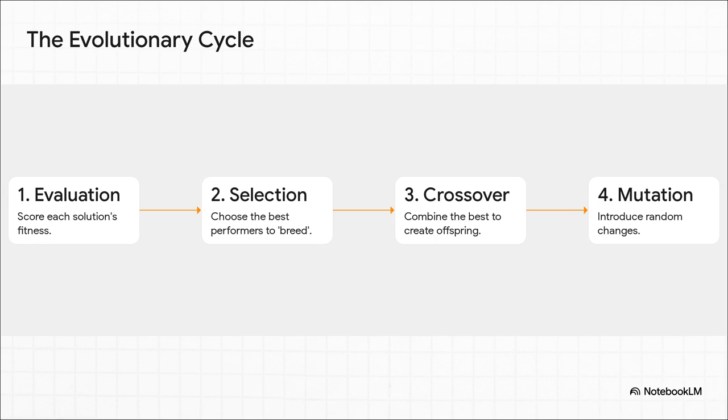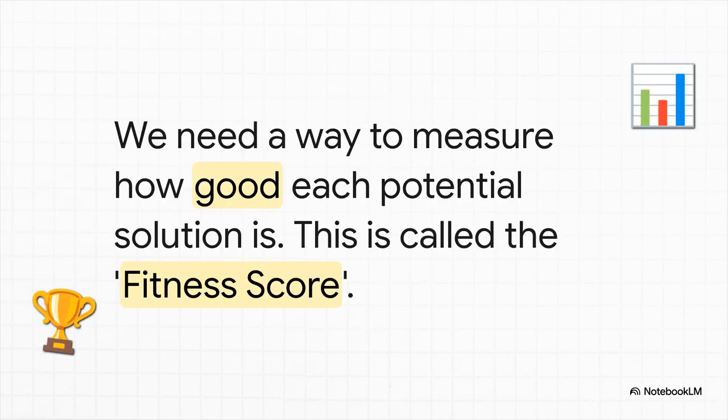Let's look at each one. Okay, first things first, evaluation. Before we can do anything else, we have to have a way to score every possible solution, every chromosome. We call this its fitness score.